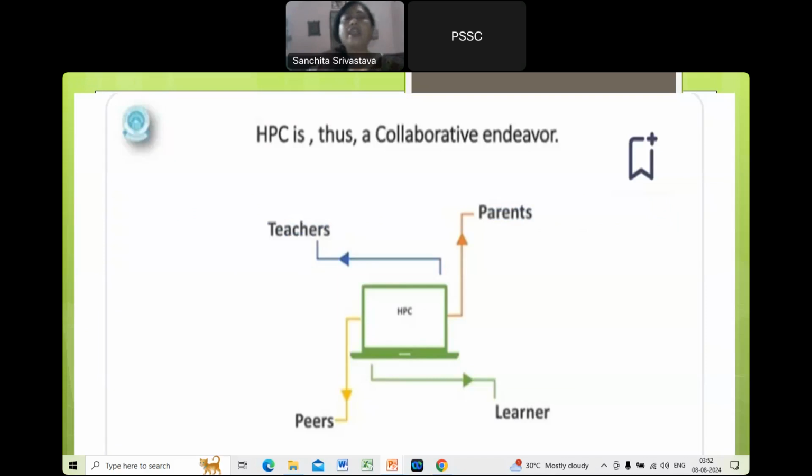Now you see, when we talk of the holistic progress card, we see that it is a collaborative endeavor. What is a collaborative endeavor? That means it is a collaboration, cooperation of the teachers, of the parents, of the learners, and the peers all together. Now they have to focus hand in hand for the future of the child. Okay, so this is what a holistic progress card consists of.